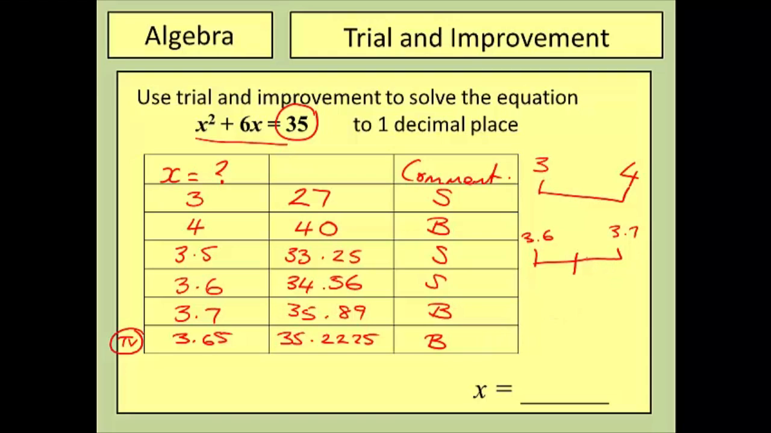Now going over to my number line, because this one was too big, my next guess would have to decrease in size, which means it would be somewhere in this region. And anything in this region will round to one decimal place as 3.6. So I'm confident that my answer to this, correct to one decimal place, is 3.6.